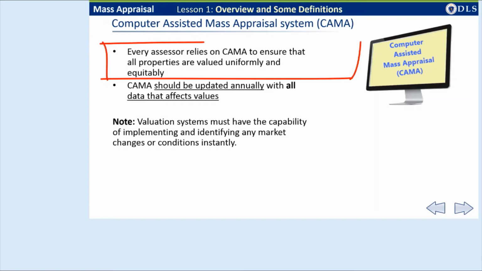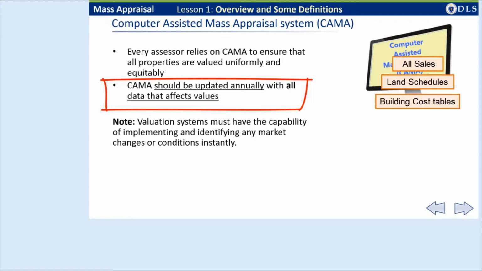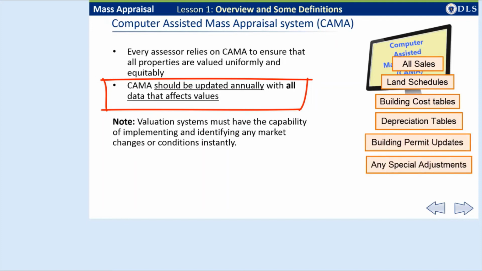Assessors rely on their computer-assisted mass appraisal system, or CAMA. You must learn about the components needed to use CAMA and make sure it has the capability to apply changes. This system should be updated annually with all data that affects values, namely all sales, land schedules, building cost tables, depreciation tables, building permit updates, any special adjustments added that will affect value, and when the parcel was inspected. Note, valuation systems like CAMA must have the capability of implementing and identifying any market changes or conditions instantly.